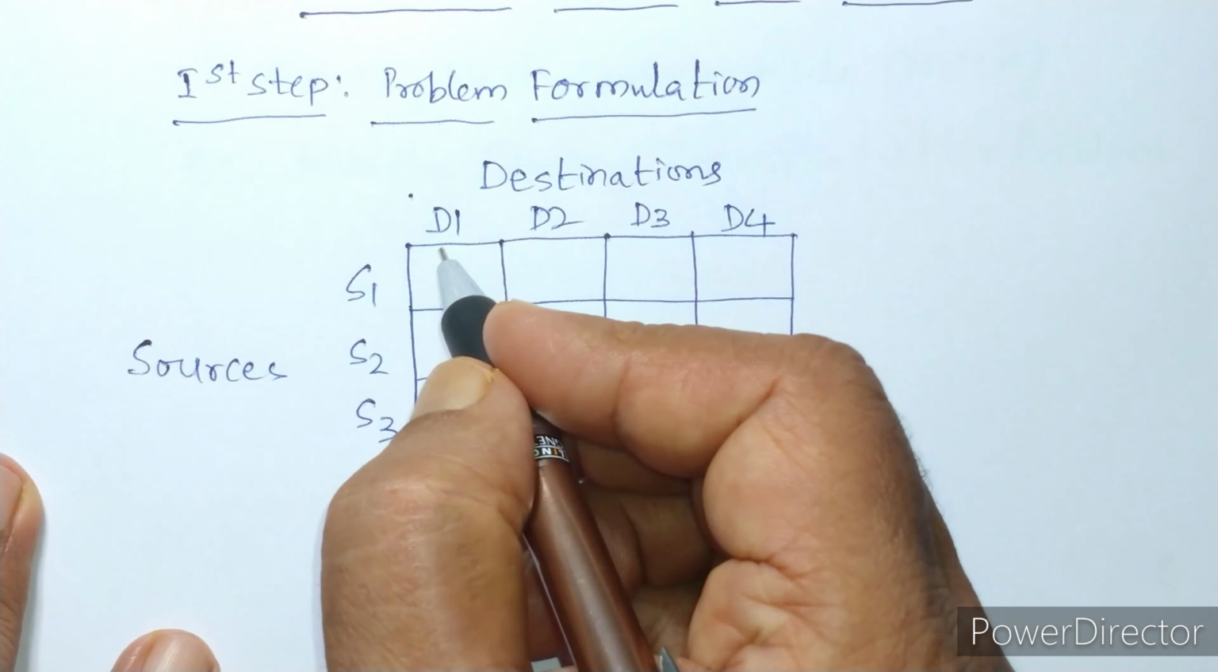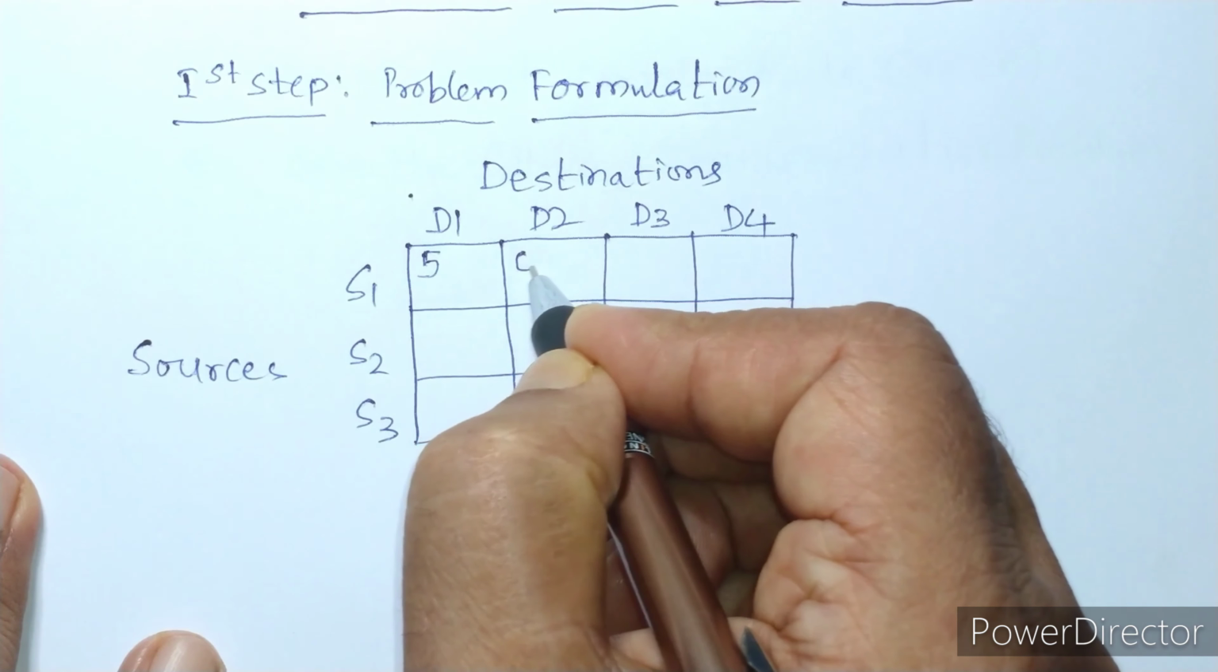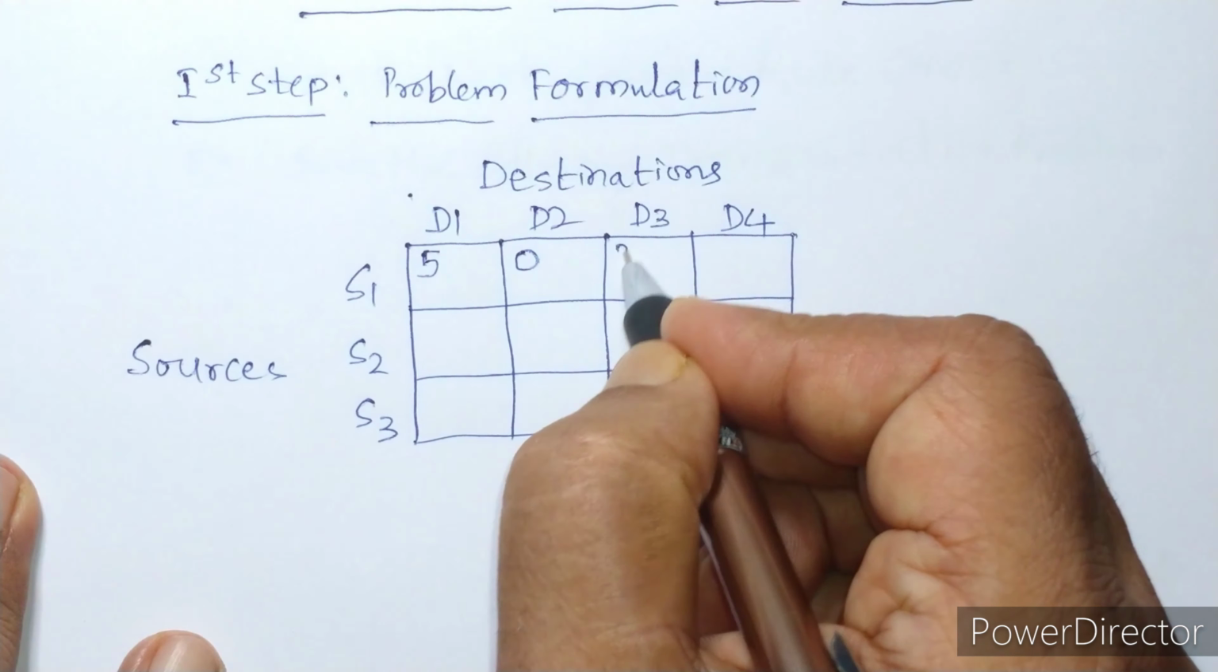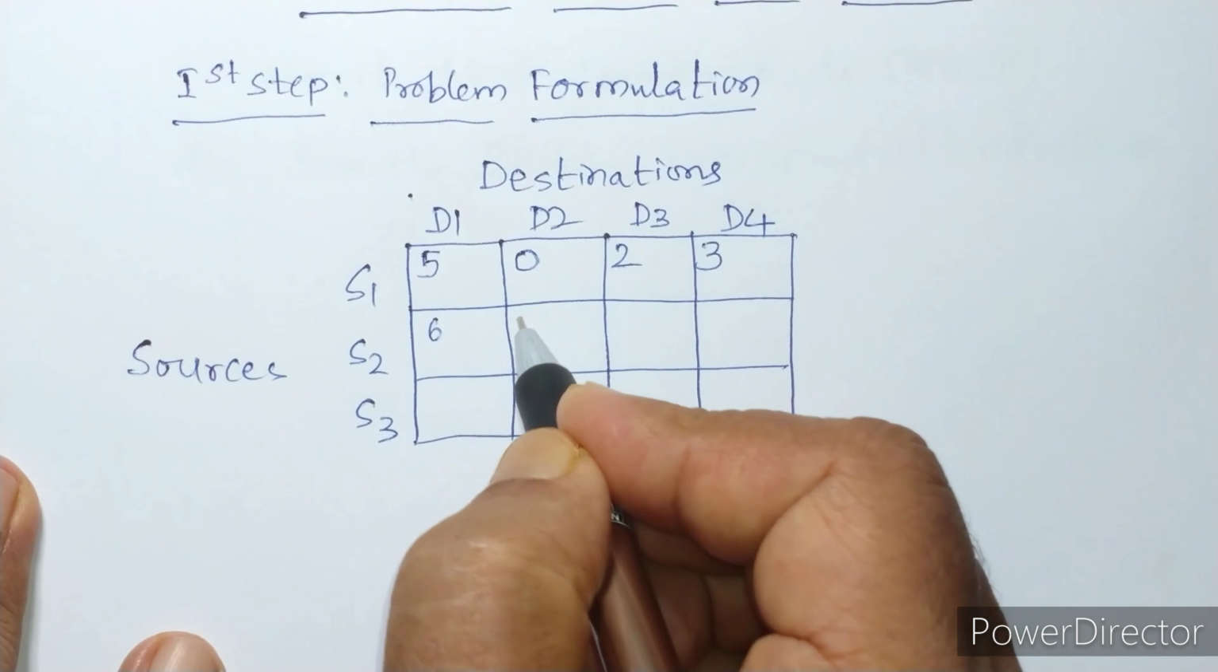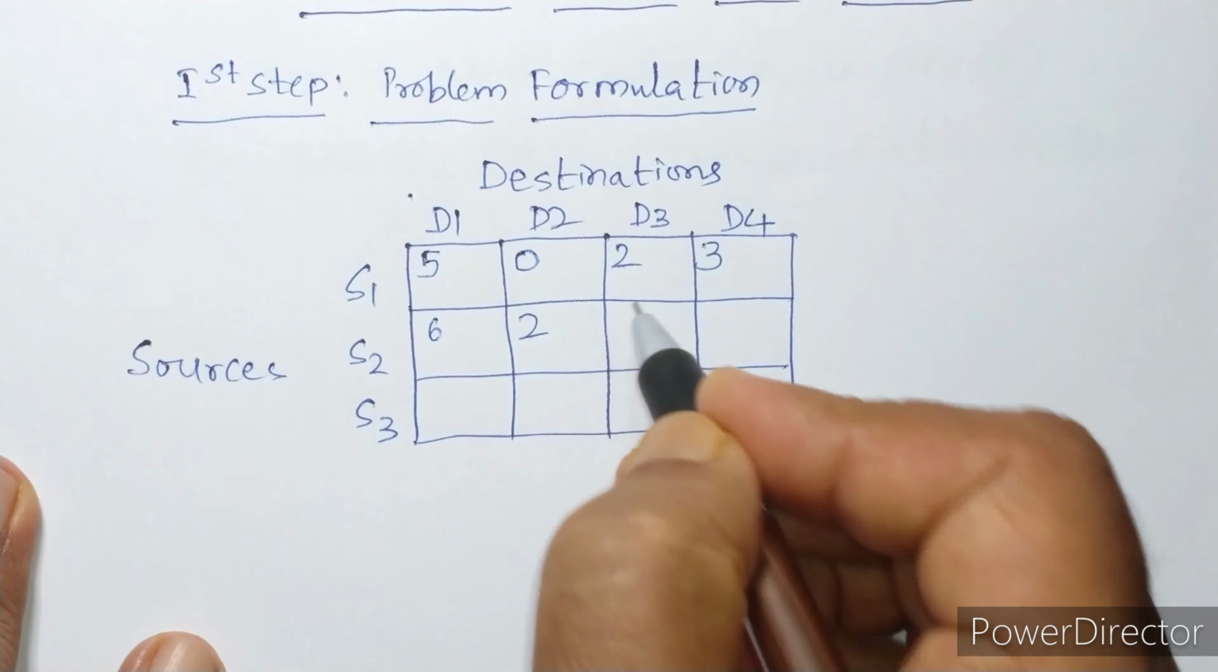If I write 5 here, it means that if you want to send 1 unit from S1 to D1, it costs 5 rupees. And then next is 0. The third cost is 2. This is 3. Then we have 6, 2, 1 and 5. And in the third row we have 8, 9, 2 and 6. So the left hand top corner of the cells consists of the transportation cost per unit. They are called unit transportation costs.